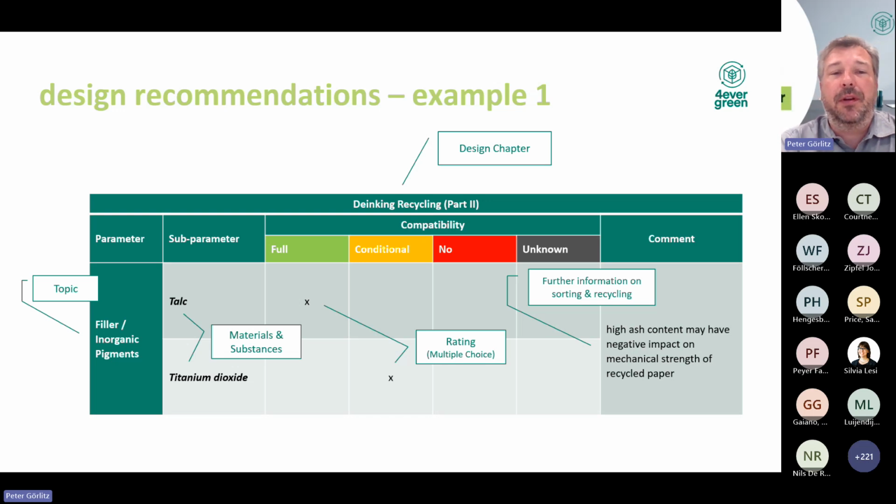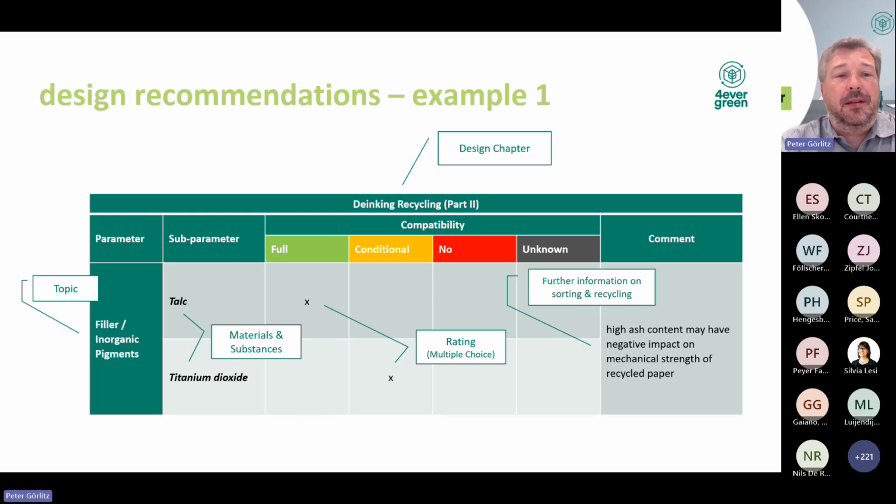In that case, 4evergreen does not have sufficient information to conclude on the performance in recycling, and we will state it as such. The last column, as you can see, is for comments and gives further explanation on the rating, or something which you should know on top of what you see about the recyclability rating. Please also be aware that the middle part, where you can see fully compatible, conditionally or not compatible, is a multiple choice section. So you might see crosses in different parts of this.